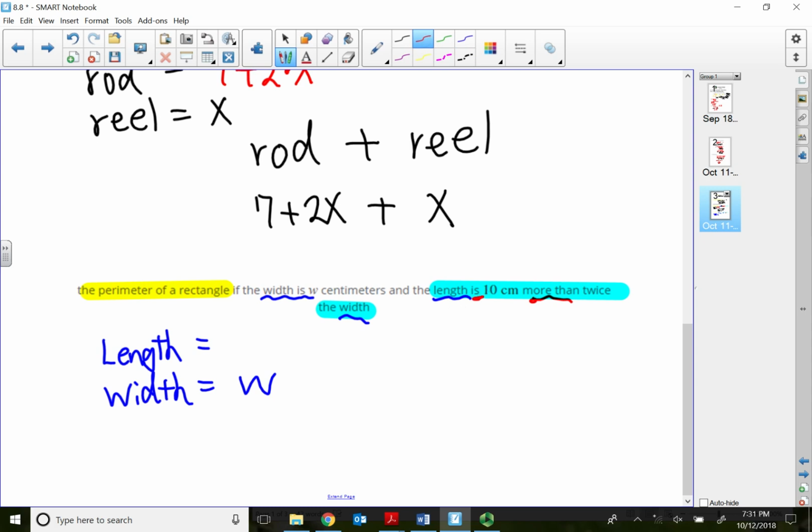So let's go back to translating the word length. Length is, remember earlier I said the word is means an equal sign. When I see 10, I write 10. When I see more than, I write a plus sign. Length is 10 more than who? Twice. When I see twice, I write 2 times. 2 times who? 2 times the width, which I already called W. So the length will be translated into 10 plus 2W. The width, the problem already told me to call it W, not x.